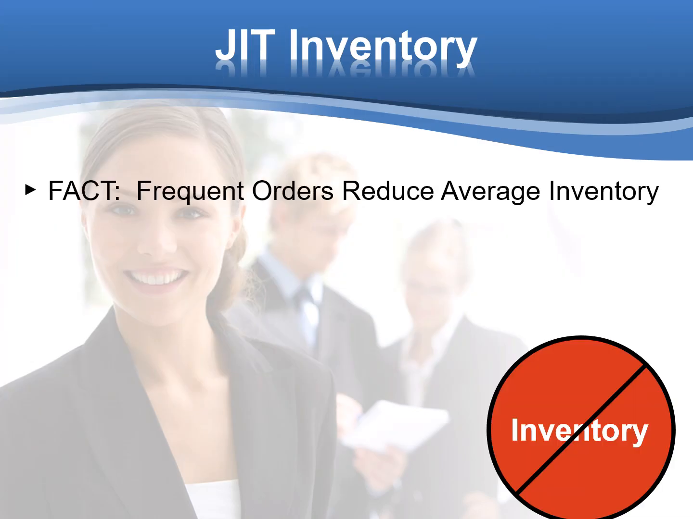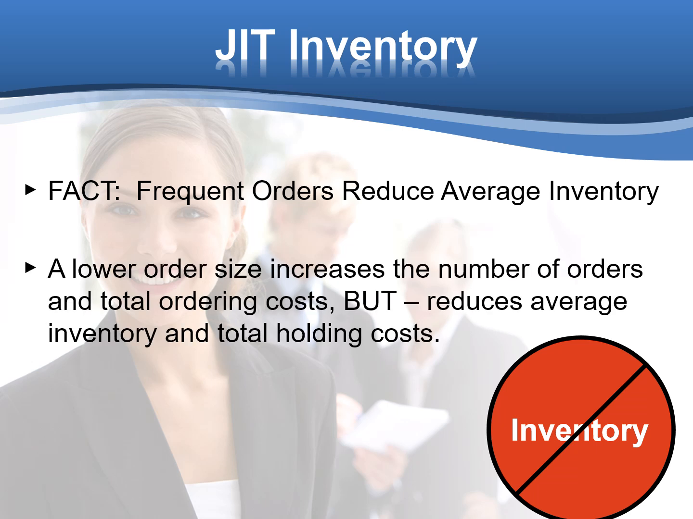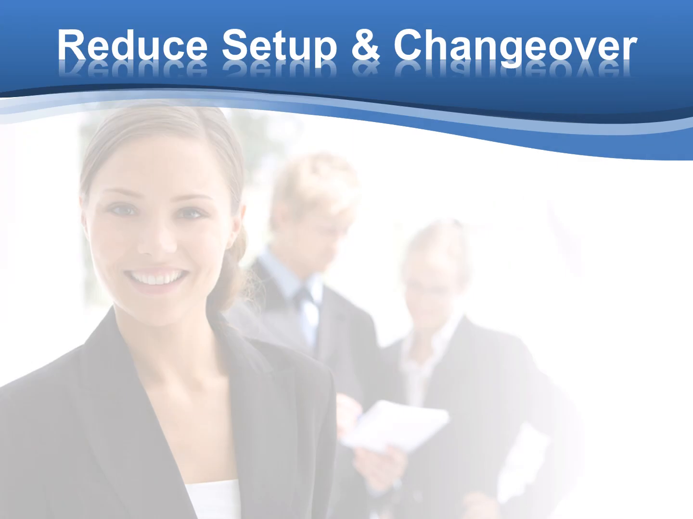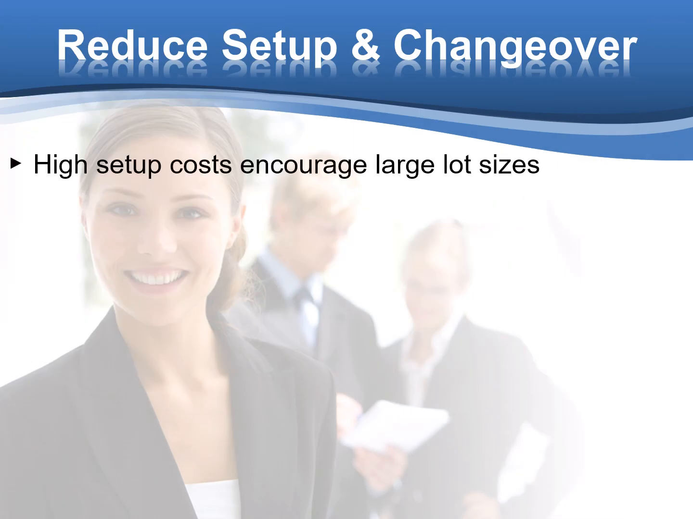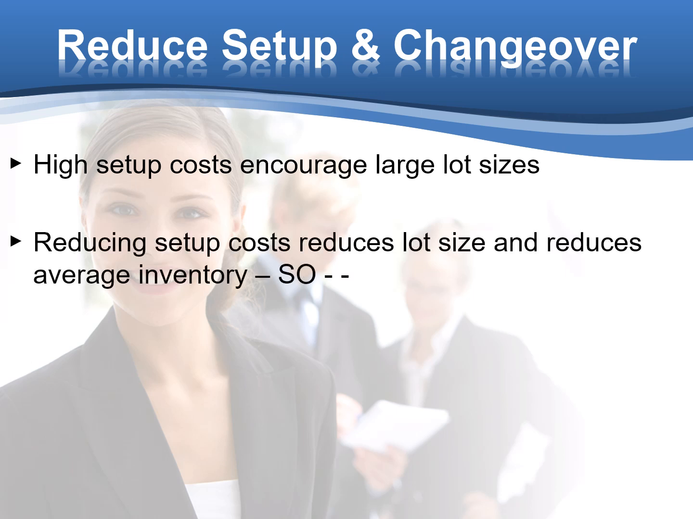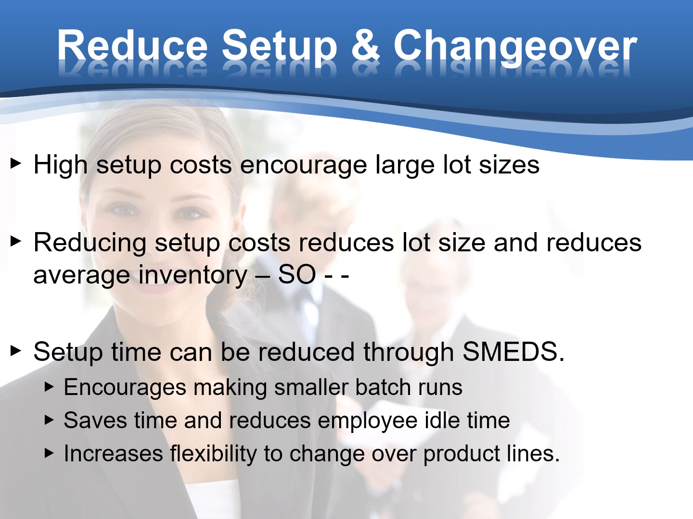Fact: frequent orders reduce average inventory. A lower order size increases the number of orders and the total ordering cost. However, it reduces the average inventory and your cost of holding that inventory. High setup costs encourage large lot sizes. So if you have a large lot size, you may have a higher setup. Reducing setup costs reduces lot sizes and reduces average inventory, so setup time can be reduced through SMED.